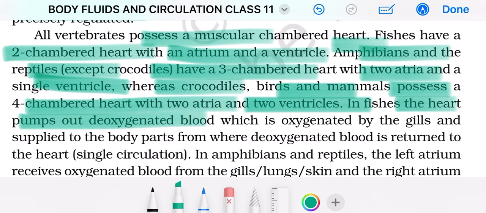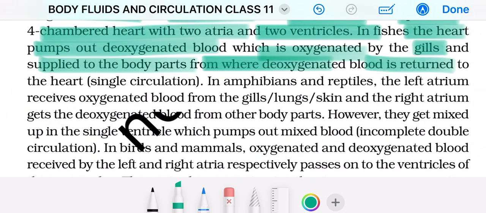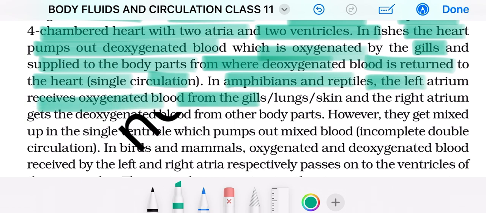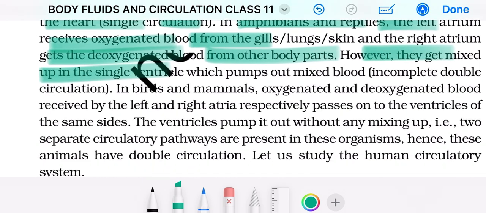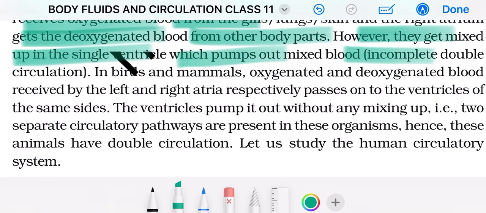In fishes, the heart pumps out deoxygenated blood which is oxygenated by the gills and supplied to the body parts, from where deoxygenated blood is returned to the heart. Single circulation. In amphibians and reptiles, the left atrium receives oxygenated blood from the gills, lungs or skin, and the right atrium gets deoxygenated blood from other body parts. However, they get mixed up in a single ventricle which pumps out mixed blood. Incomplete double circulation.